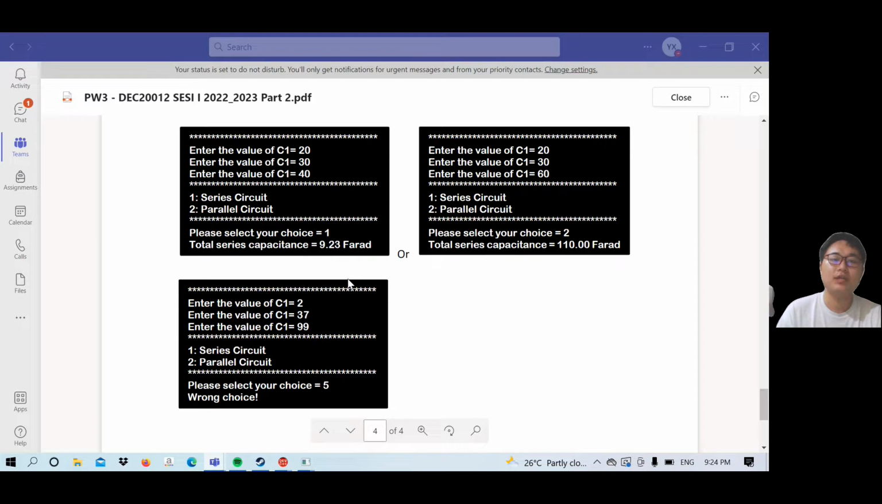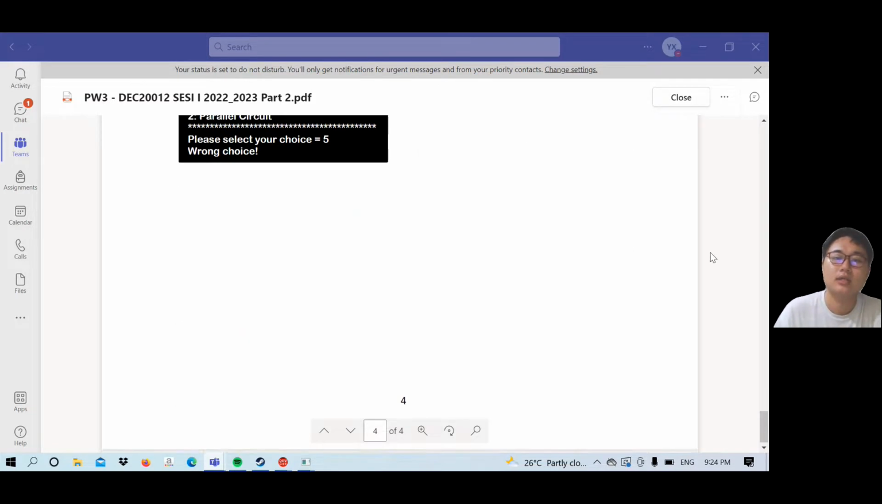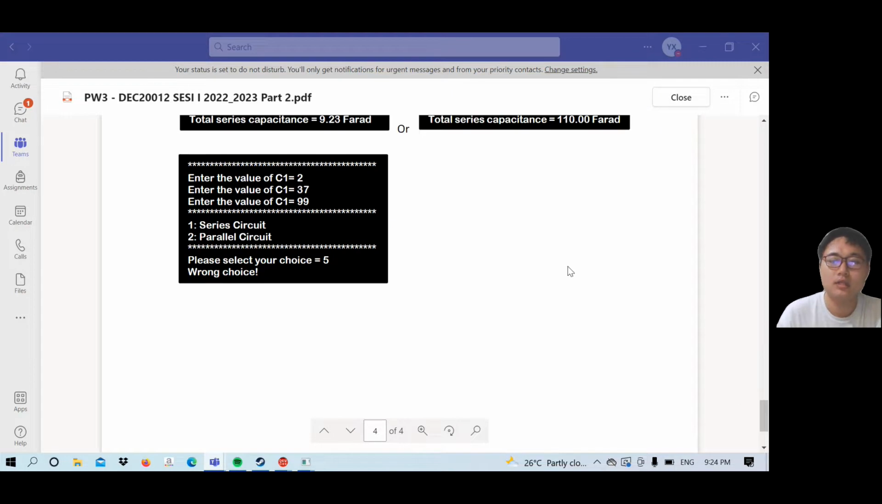In every output, C1, C2, C3 are different. The values of C1, C2, and C3 for choice number 1, which is the series circuit, are 20, 30, and 40. And the values of C1, C2, C3 in the parallel circuit, choice number 2, are 20, 30, and 60. While for choice number 5, the values of the capacitors C1, C2, and C3 are 2, 37, and 99.